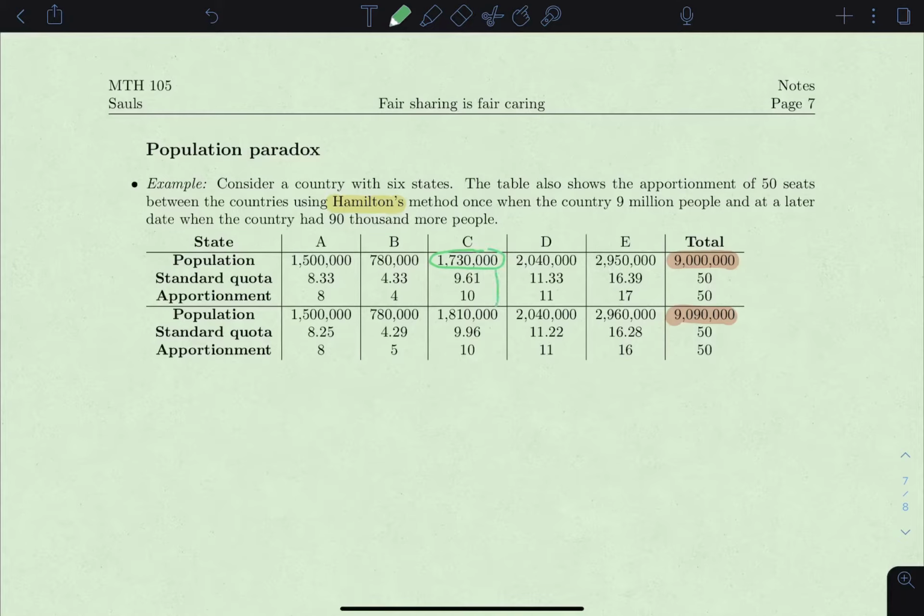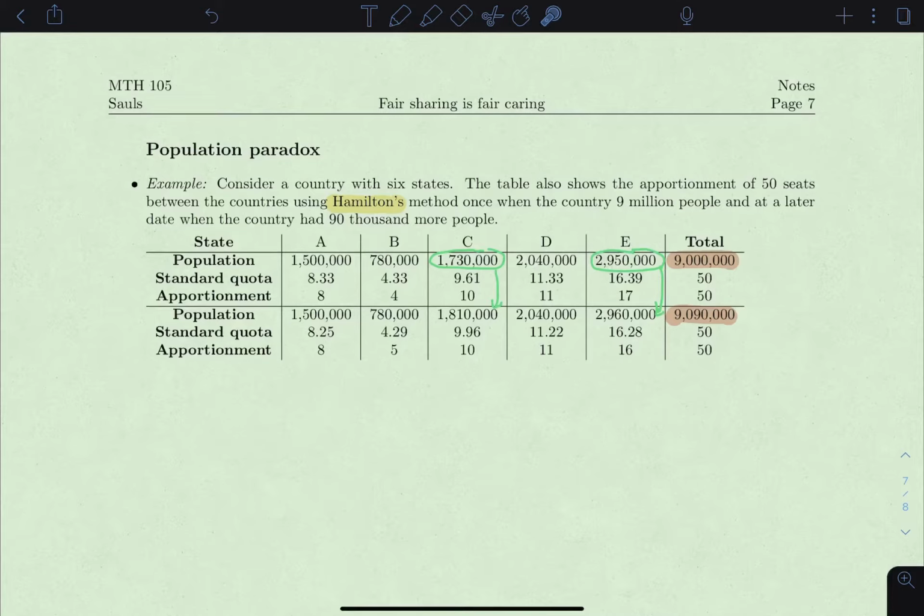C's population increased. D's population did not change. E's population did increase. So only 2 states changed in population, and the change in E was 10,000, while the change in C looks like about 80,000. Let's see what else changed. Well, the standard quotas all changed, it looks like. So 8.3 to 8.25, 4.33 to 4.29.